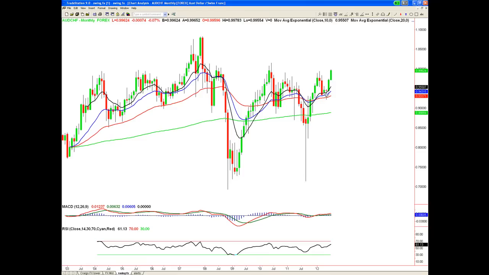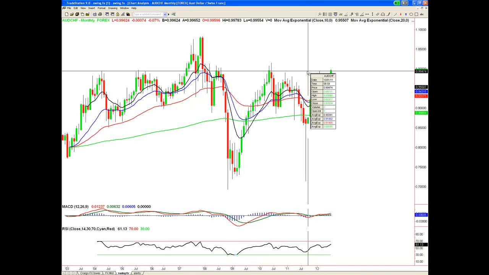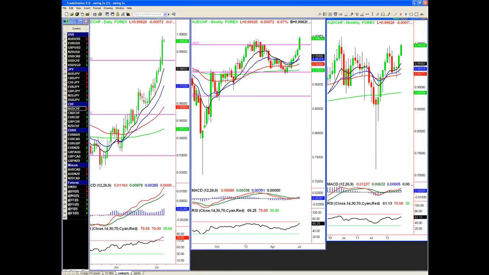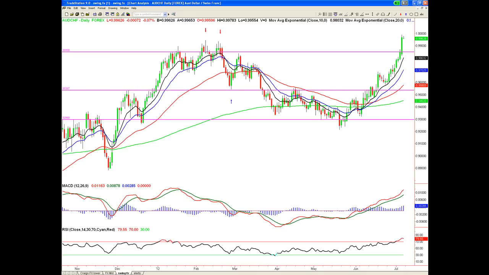Look, we've got a low here, low test. A rejection candle there. We've broken up through it, pushing higher, and we have come across and broken these highs. Higher highs, higher lows. We are now in a confirmed monthly uptrend. The weekly is looking powerful. The daily is looking extremely strong.